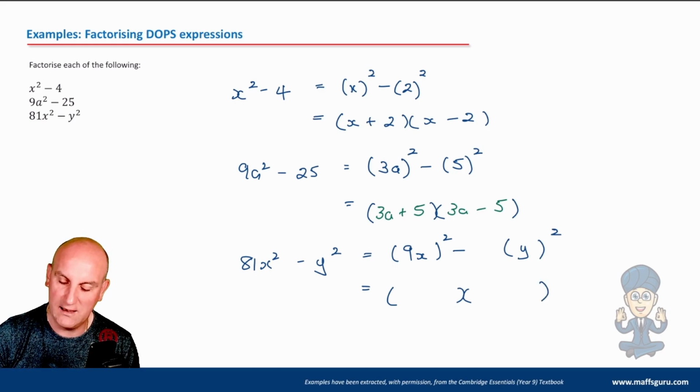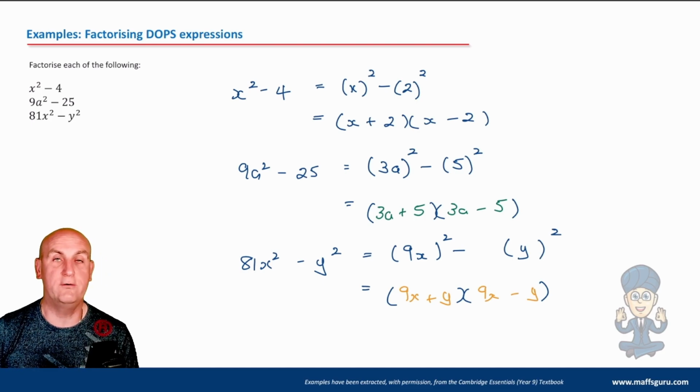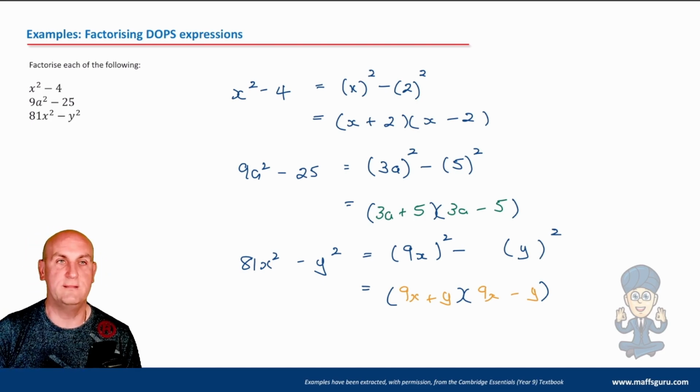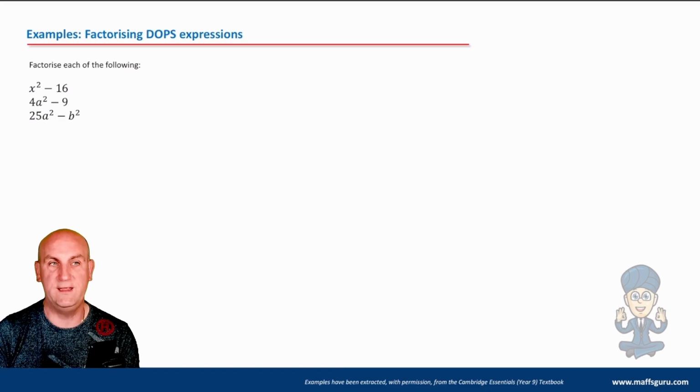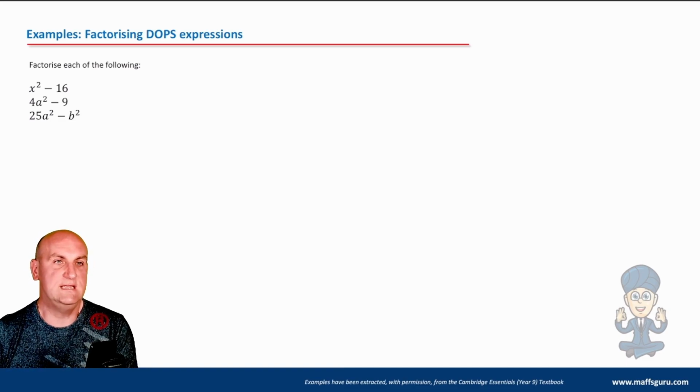Let's change pen color again. So the 9x goes at the beginning of the brackets. The y goes at the end of the brackets. One is a plus and one is a minus. And if you understand that, and you've got that already, you are a gun of mathematics, or I'm a flipping good teacher. All right, factorize each of the following.